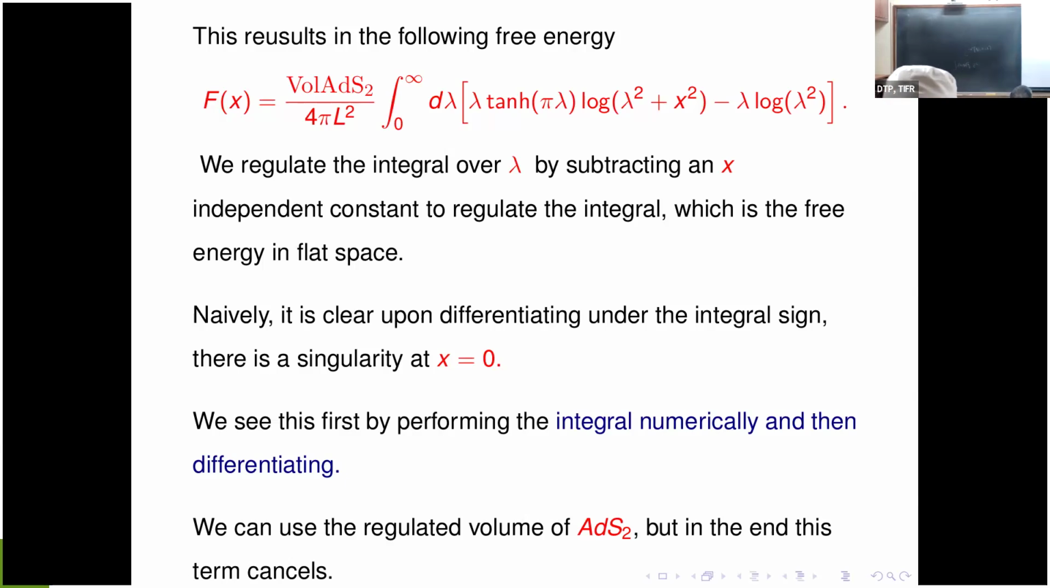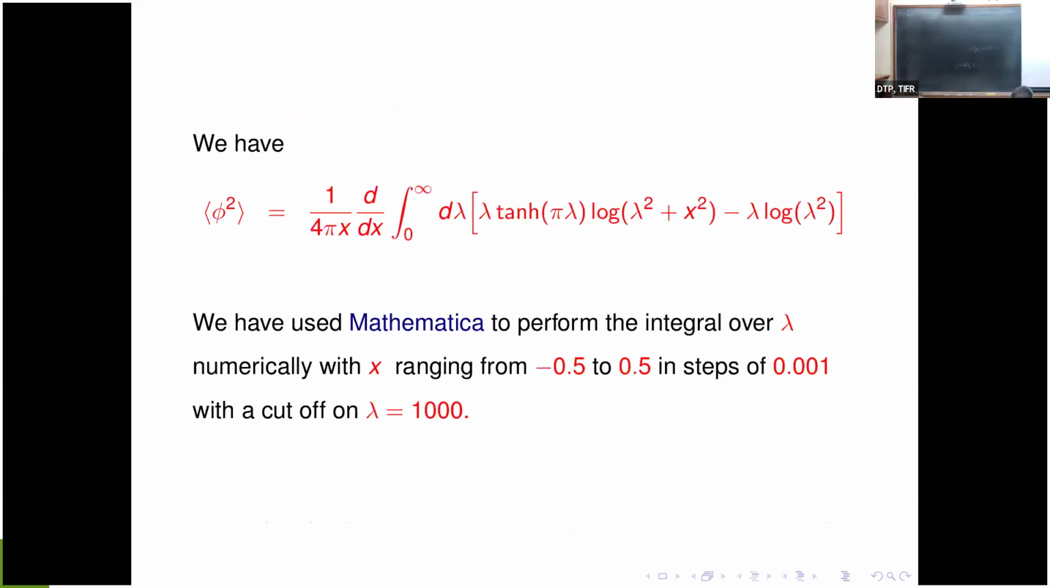That's naively. So what we will do is perform this integral numerically, and then numerically differentiate. We can use the regulatory volume of the AdS2, but it doesn't matter. It just cancels out, so we don't have to bother about that. So we'll take this object, which is the expectation value of phi squared after plugging in everything. We'll do this integral numerically in Mathematica, for various x's, with a cutoff at 1000. It didn't matter actually; we changed the cutoff afterwards, and it didn't matter to our conclusions.